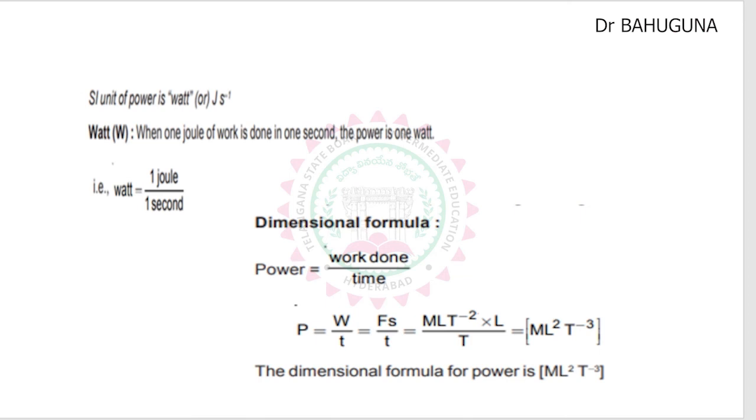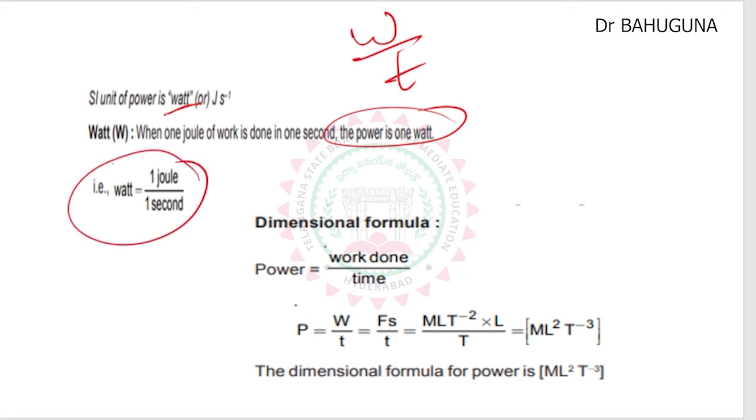Now SI unit of power is joule per second because it's work by time. And it's also simply called watt. What is 1 watt? If 1 joule of work is done in 1 second, the power is called 1 watt. Watt is equal to 1 joule per second. What's the dimensional formula? Power is work by time. Work is force into displacement by time. The force is MLT minus 2. Displacement is L, time is T. And therefore it is ML square T minus 3. So dimensional formula for power is ML square T minus 3.